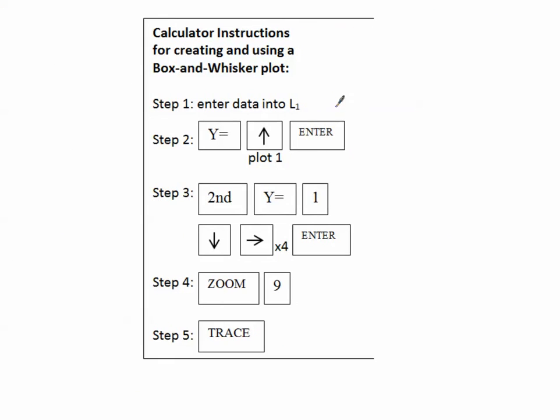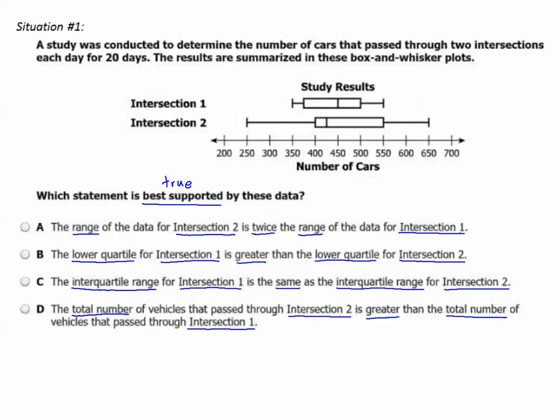These are calculator instructions if you need to create a box and whisker plot. Before we finish, let's go back up to that first situation. Now we can solve this problem because we understand how to calculate range and the quartiles and the interquartile range. The range of intersection 2, well, looking at intersection 2, our max is 650, our min is 250. 650 minus 250 makes 400. The range for intersection 1, the max is at 550, the min is at 350. 550 minus 350 makes 200.